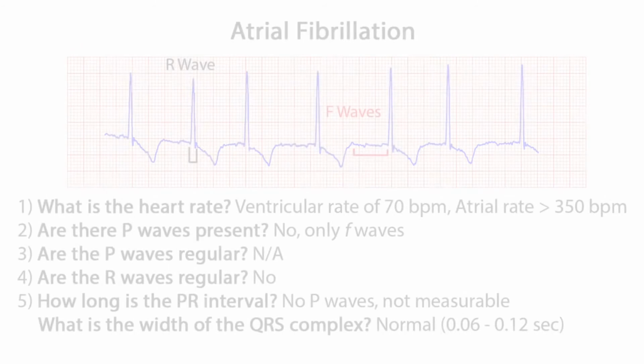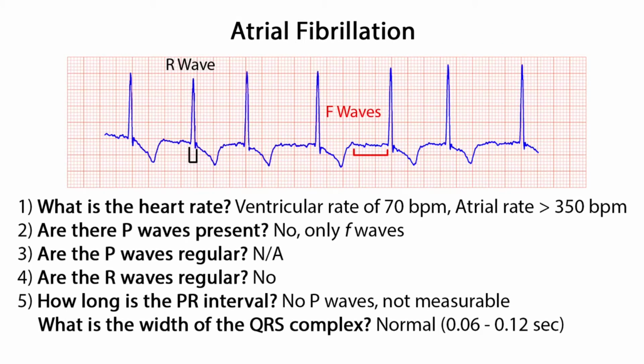Now we'll use the 5-step approach to evaluate atrial fibrillation. Number 1, what is the heart rate? Counting the R waves, or the QRS complexes, in 6 seconds, there are 7. So 7 times 10 equals a ventricular rate of 70 beats per minute.